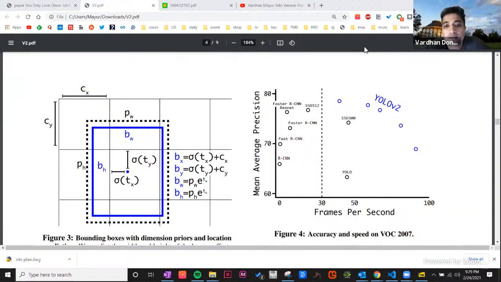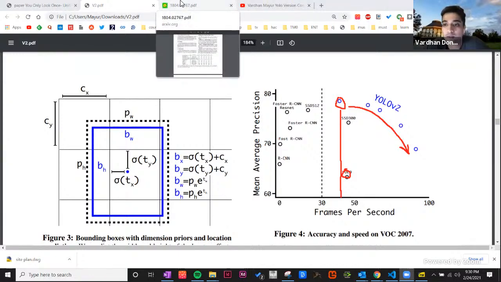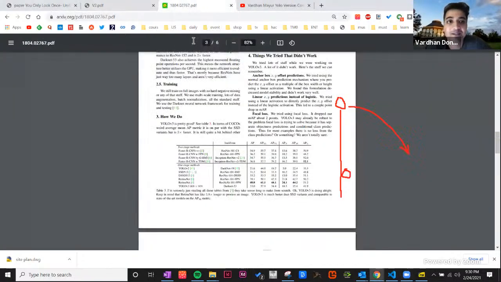You see YOLO is here right now. YOLO V2 is somewhere around the same frames, FPS. But as the FPS increases, the mAP is going down for YOLO V2, and that's something we can probably look into in V3. Let's see if they improved it or not. Sure.